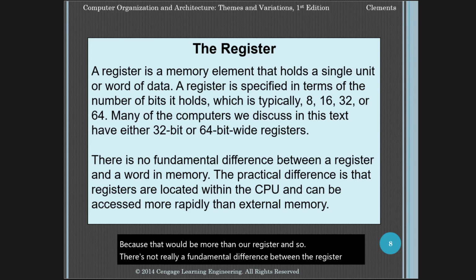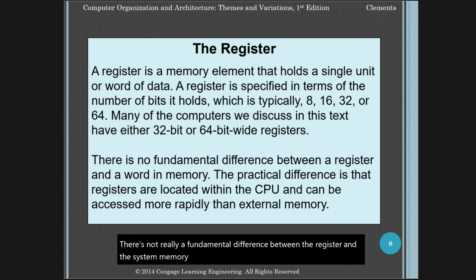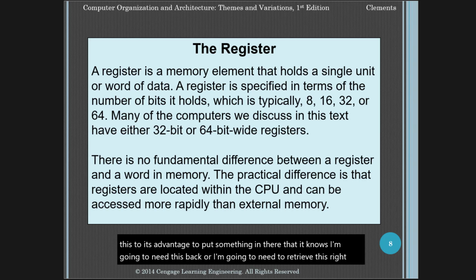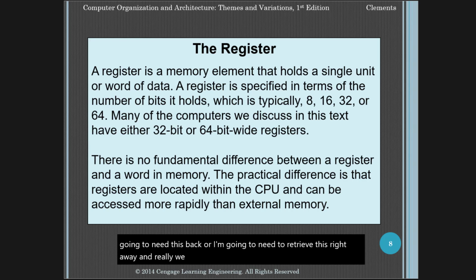And so there's not really a fundamental difference between the register and the system memory, except it's housed inside of the CPU and it can be accessed extremely rapidly when compared to our other memory systems that we have available. The processor uses this to its advantage to put something in there that it knows it's going to need back, or going to need to retrieve right away. And really, we have those instruction sets that use that register for performance purposes.